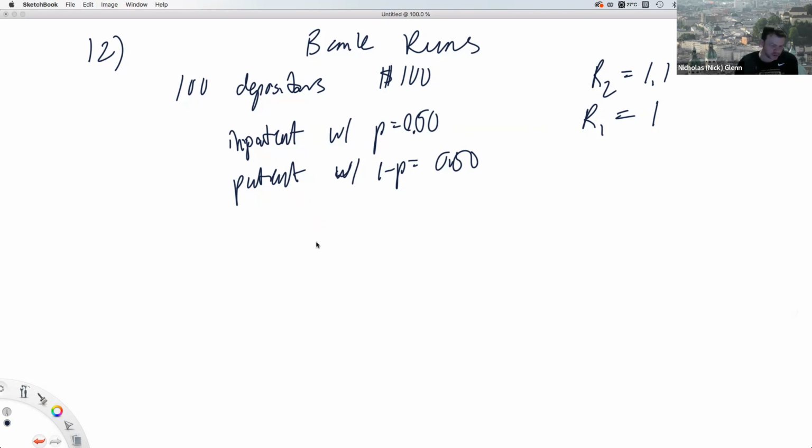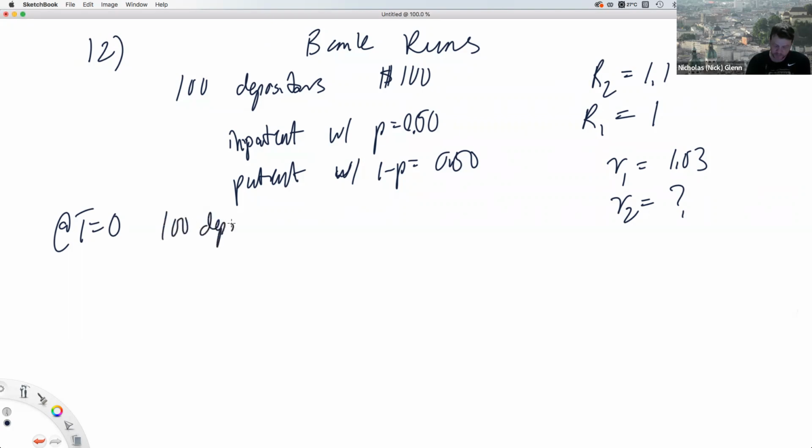Okay, so the bank knows this. They know that, on average, about 50% of the depositors will show up early, and 50% will be patient. All right, so the bank's going to offer a return of 1.03, a 3% interest, for early withdrawal. What we need to find is R2. Okay, so that's what we'll do now. So at time period t equals 0, that is the start of this, these 100 depositors show up.